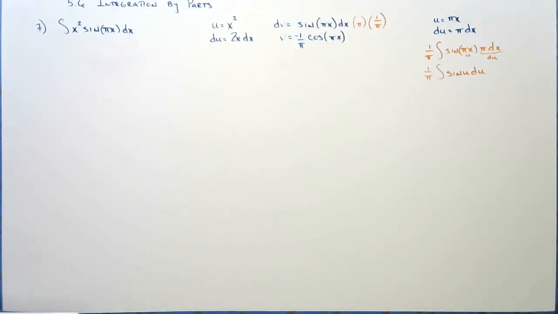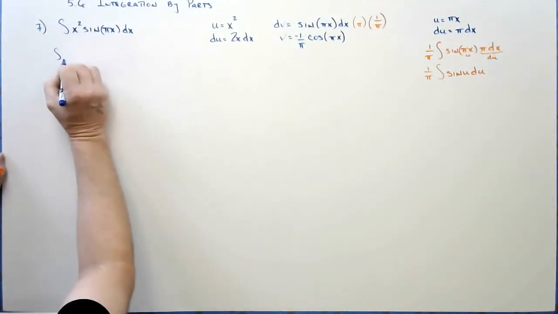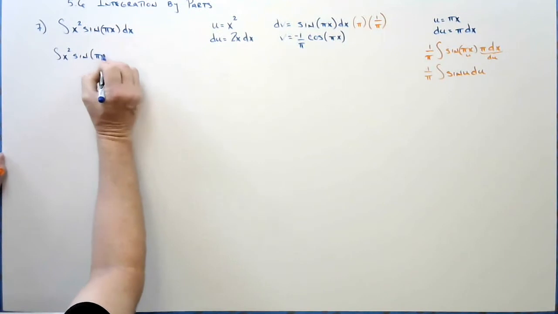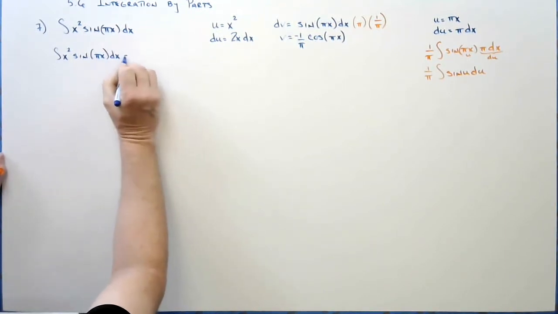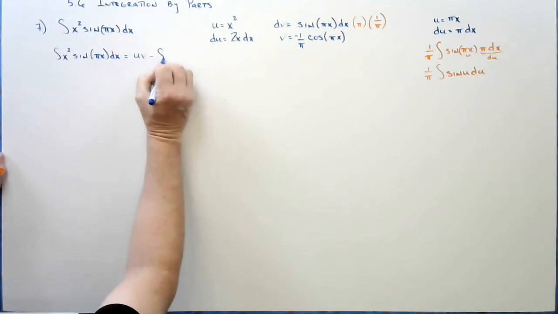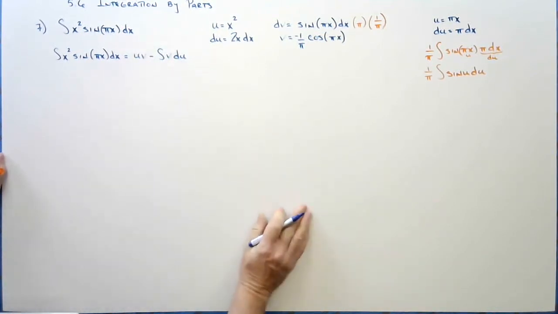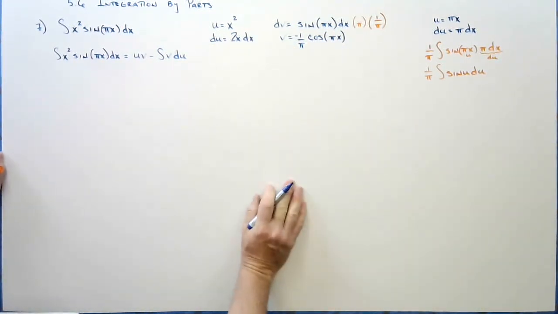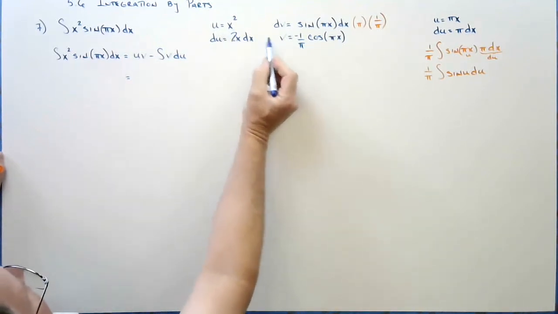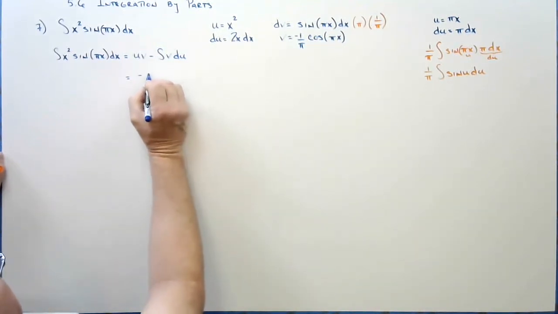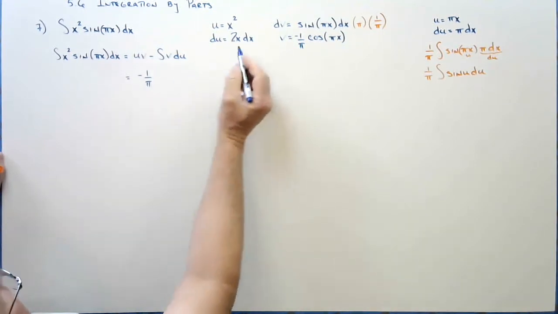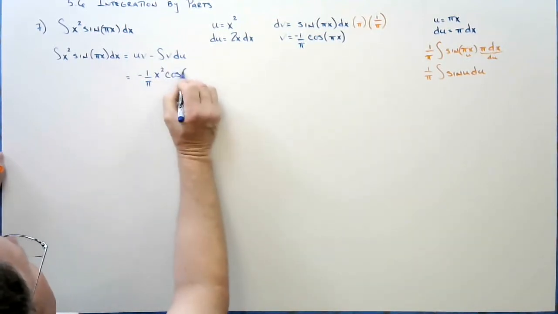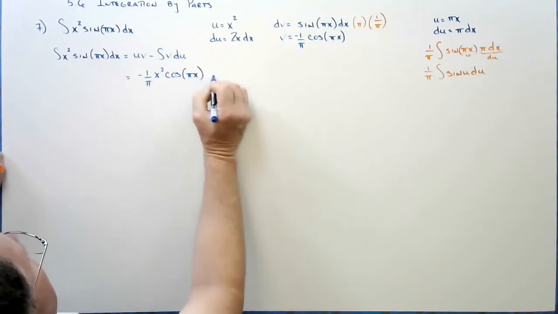So we're ready now to proceed with solving our integral. Remember, to solve an integration by parts, we rewrite the integral. Then we say that's equal to uv minus the integral of v du. That's our formula for integration by parts. And we have all of our components right here in our table, neatly organized. So this is going to be u times v. So that's going to be negative 1 over pi times u, that's x squared. And then we have cosine of pi times x.